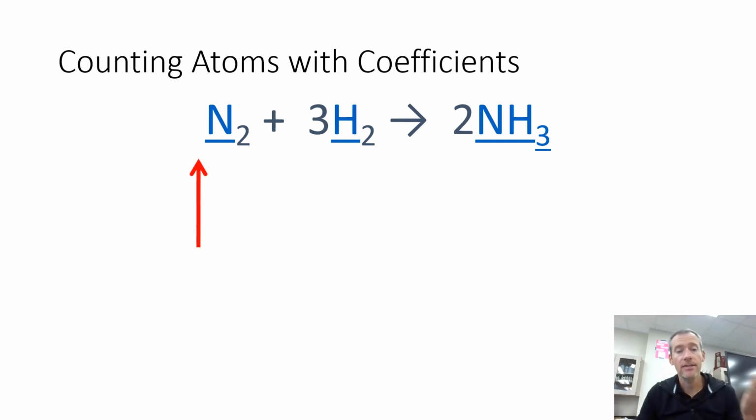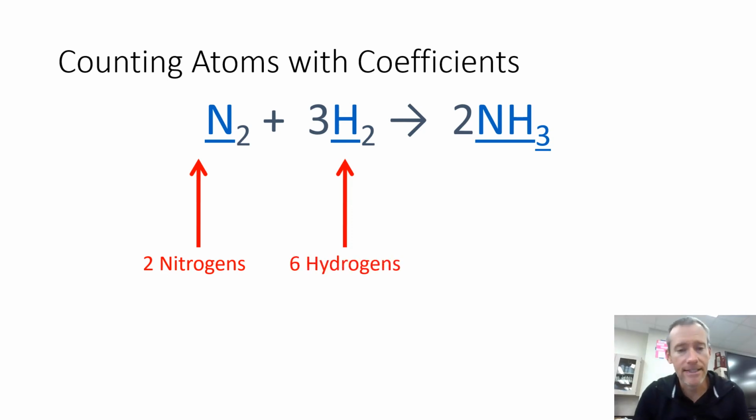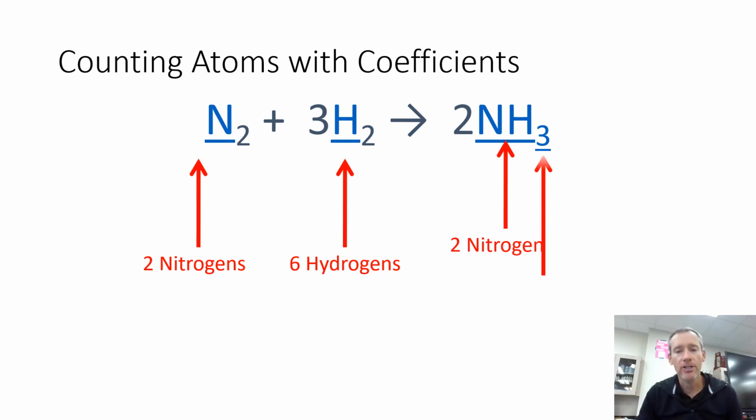So nitrogen has no subscripts, 1 actually, not 0, 1. So it's 2 nitrogens. Here you have 3 molecules of H2. So it's H2, H2, H2. That's 6 hydrogens. Here you have 1 nitrogen in NH3. There's 2 of them. There's 2 molecules of NH3. That means there's 2 nitrogens. And for hydrogen, you get 6 hydrogens.